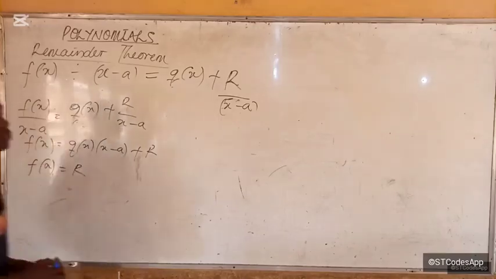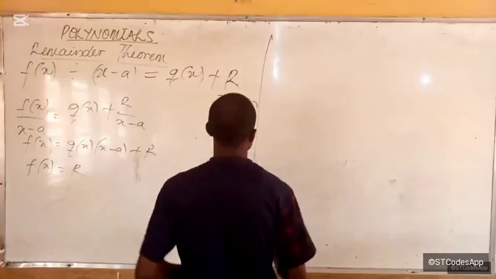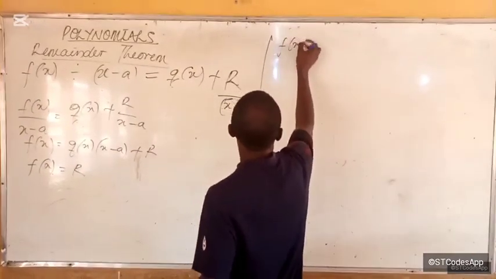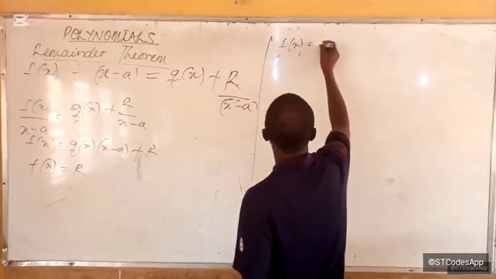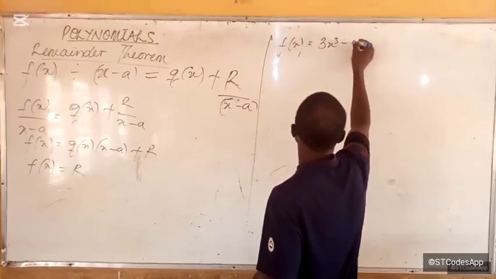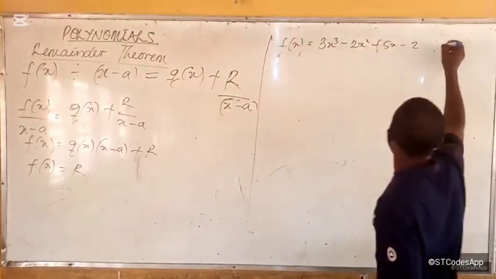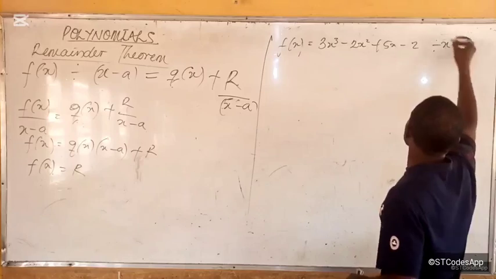All right. So the remainder theorem is therefore saying that if I said find the remainder when f of x, which is 3x cubed minus 2x squared plus 5x minus 2, is divided by x minus 3.